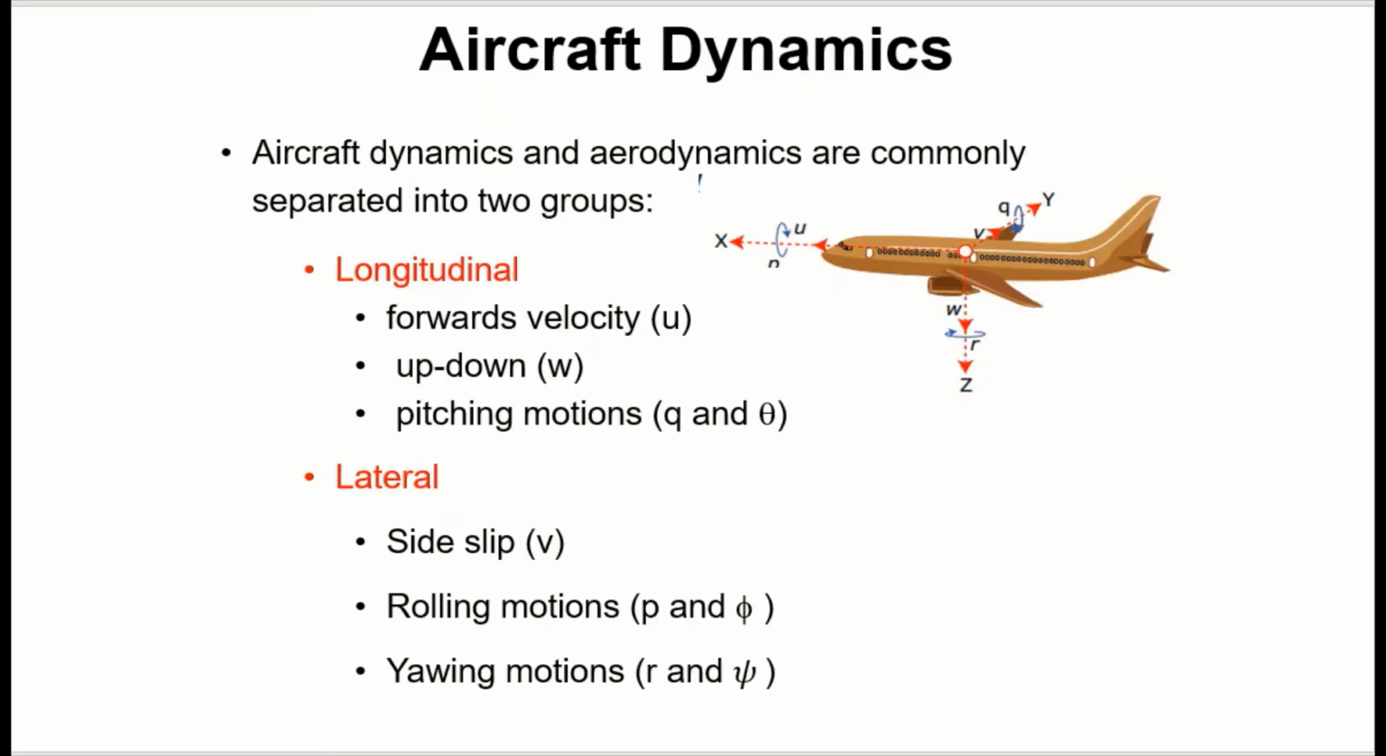If we look at aircraft dynamics, then we split in general aircraft dynamics into two types: longitudinal and lateral dynamics. Longitudinal looking at forward velocity, changes in height and changes in the pitching motion, whereas the lateral dynamics look at side slip, rolling and yawing of the aircraft.